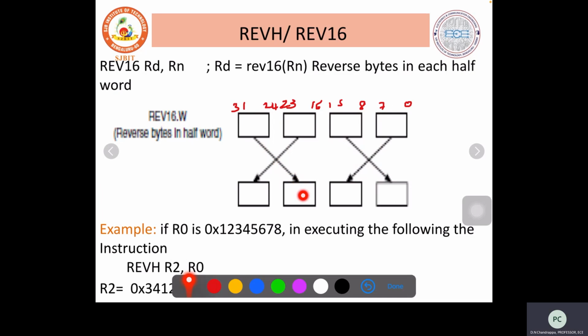Suppose I can label it. This is the byte number 1, 2, 3, 4. After the execution, the first byte comes to here. The second byte goes to here. The third byte comes to here. The fourth byte comes to here.